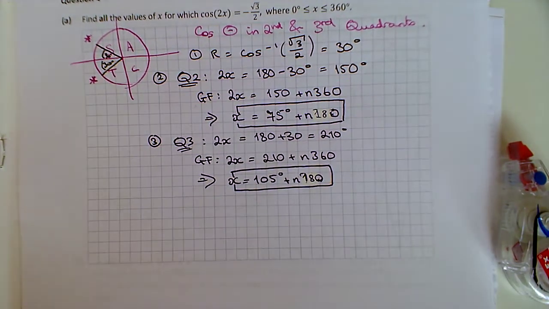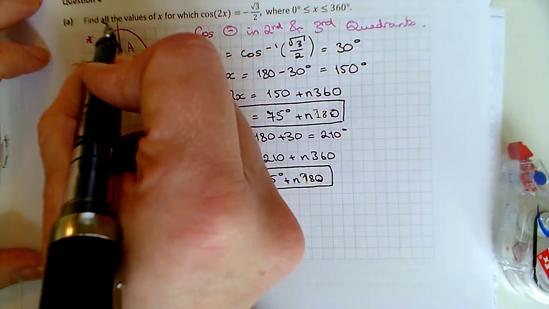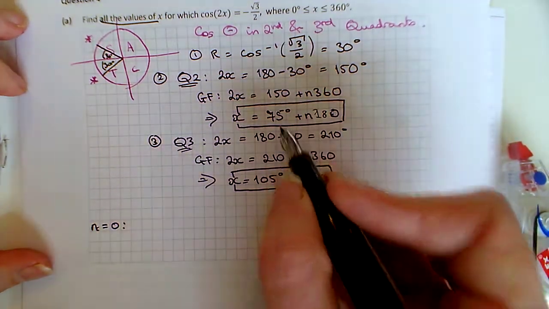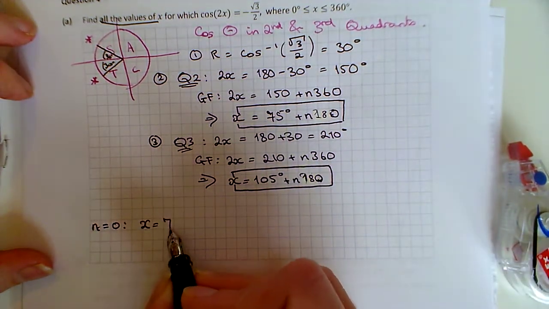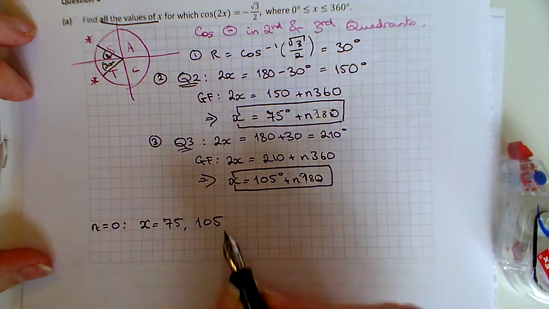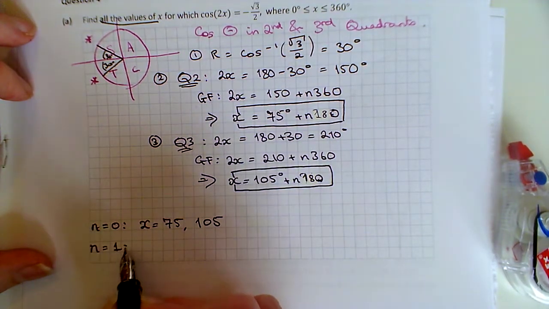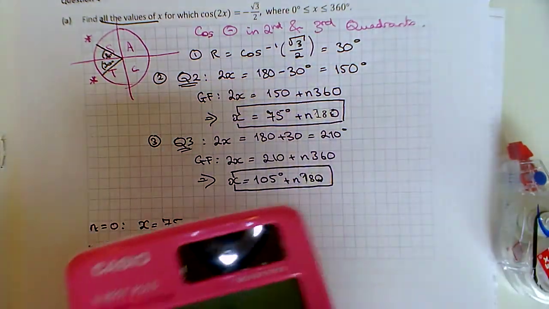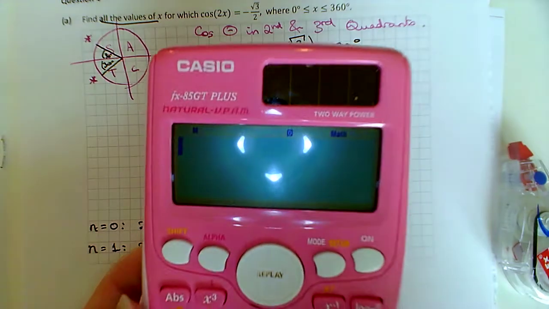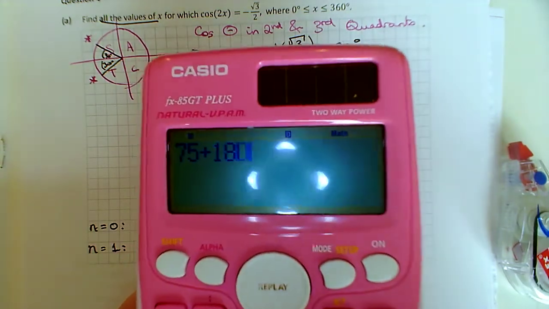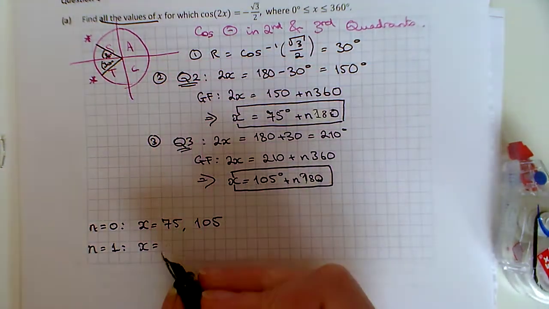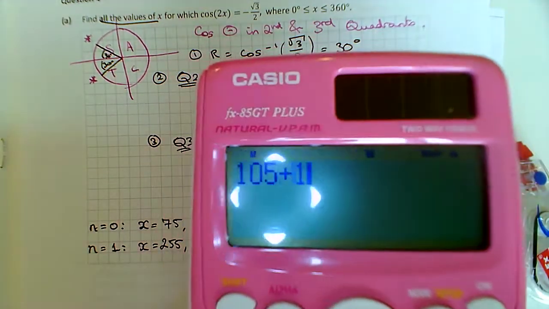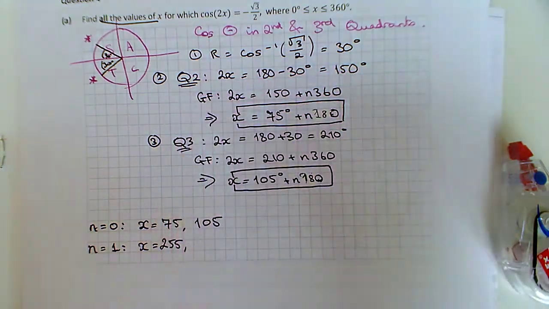So we're not finished. Finally, we need to find all of those values. So we're subbing in n equals 0, in which case x will be 75 or 105. N equals 1, in which case x will be 75 plus 180. You don't have to write down the calculation. It's fine to just do it in the calculator. 75 plus 180 gives me 255. Or 105 plus 180, which is 285.